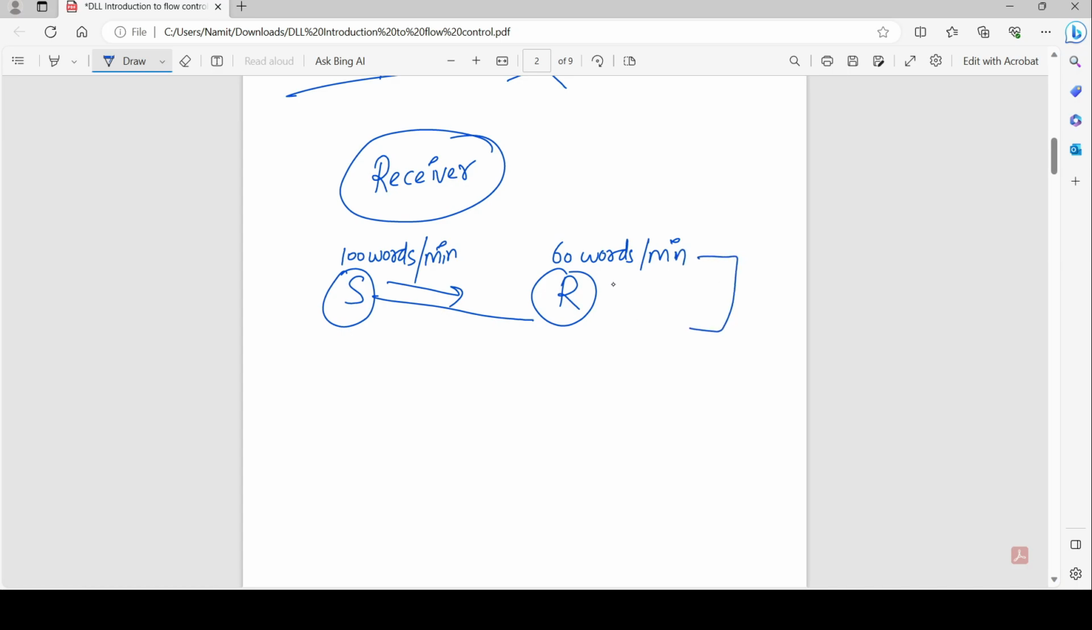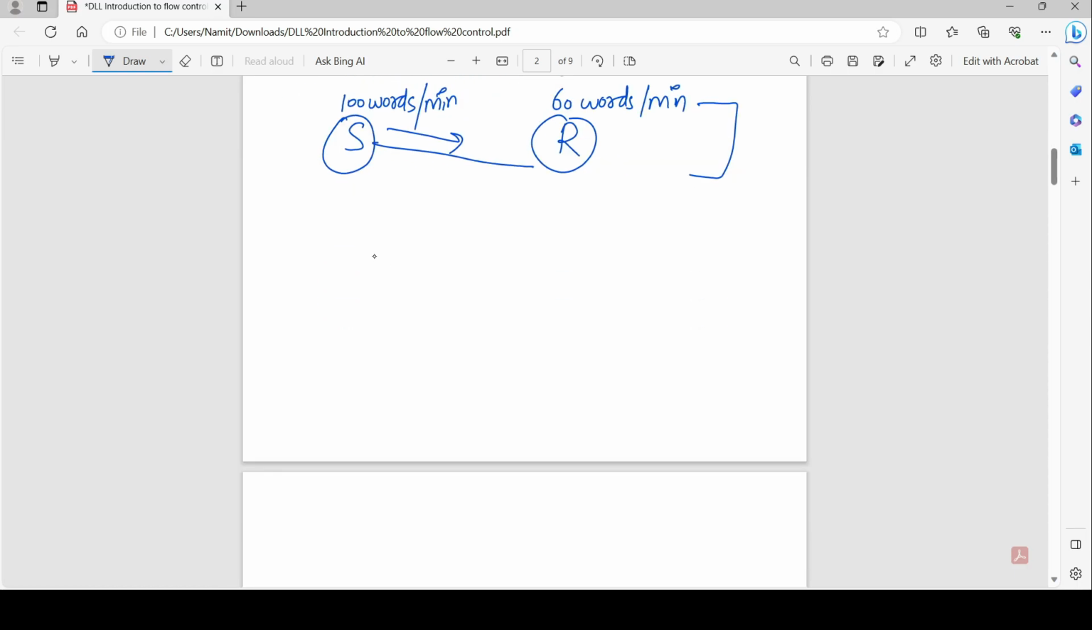Now where does efficiency stand? You can notice that there is no point in speaking this fast, because the receiver can only process the incoming data at this rate, right? So a sender needs to take care of this thing first. The first thing is, it is the receiver's responsibility.